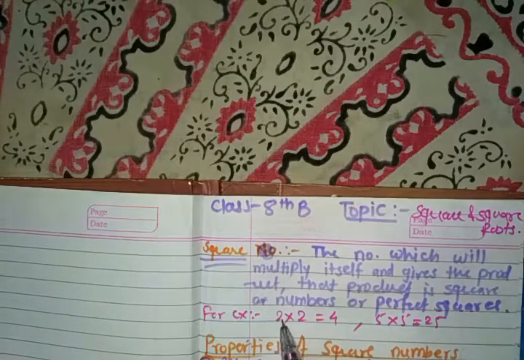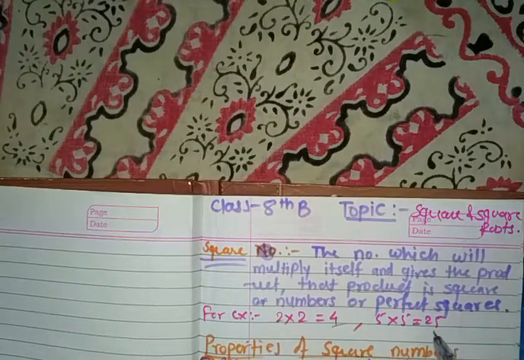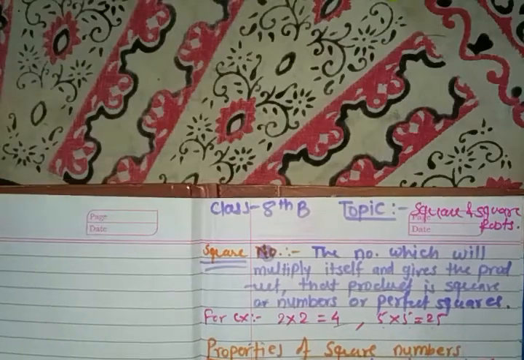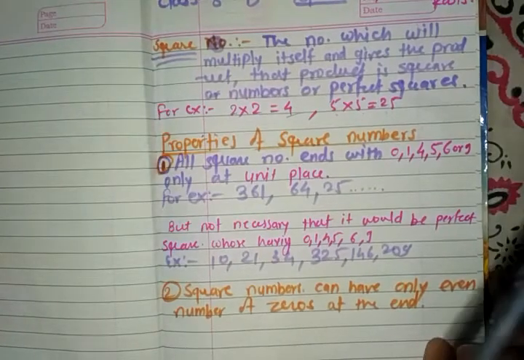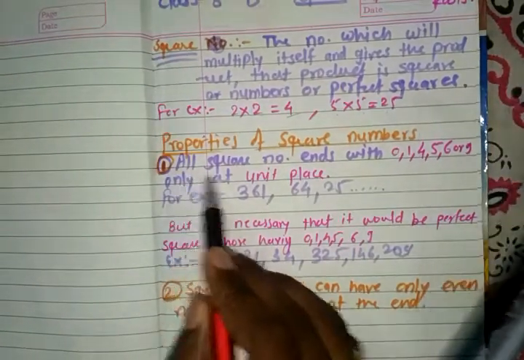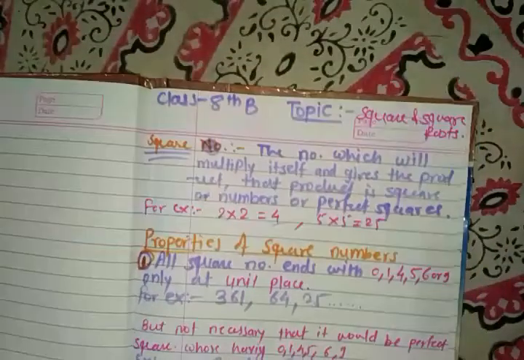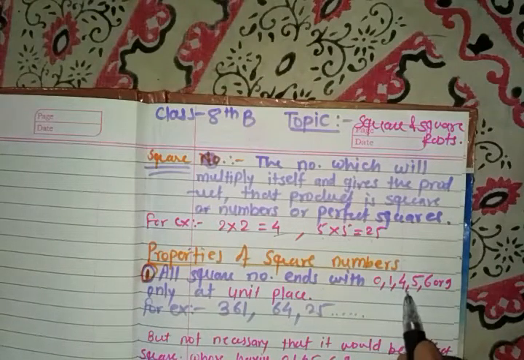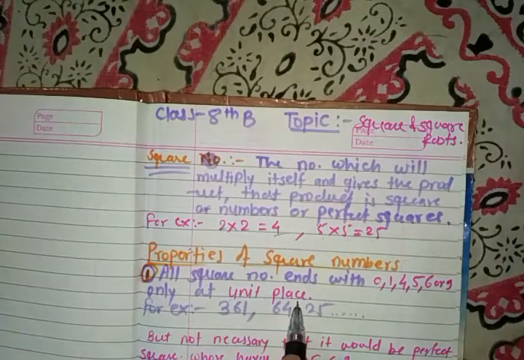Suppose we multiply natural number 2 by 2 and we get 4, so 4 is a square. 5 into 5, 25 is a square. Now let's see the properties of the square numbers. The first property: all square numbers end with 0, 1, 4, 5, 6 or 9 only at the unit place.